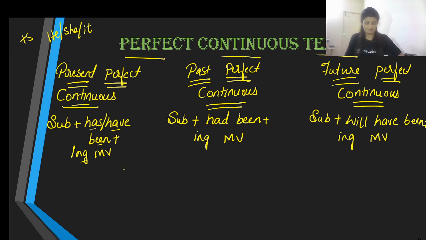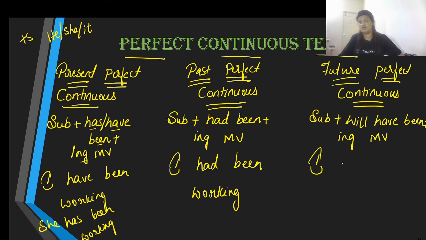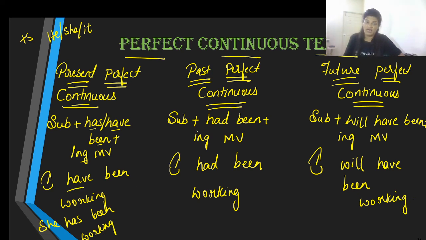Let us take an example. The example here would be, I have been working. Or you can also say, she has been working. Here in simple past perfect continuous, you could convert that into, I had been working, and in future, I will have been working. There you go. Have or has been gets converted into had been, and had been gets converted into will have been in future perfect continuous.